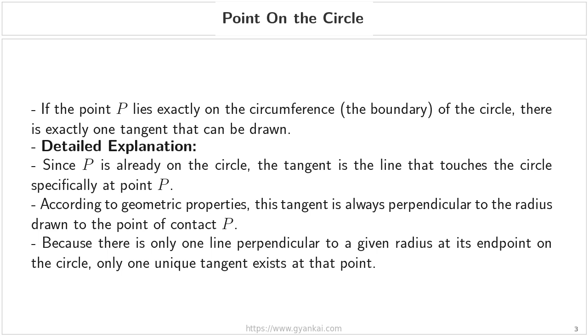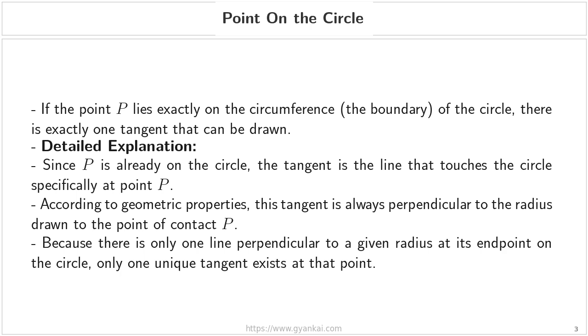There is a very important geometric property to remember here. This tangent is always perpendicular to the radius that is drawn from the center of the circle to the point of contact, point P. Think about the geometry of a line. At the very end of a radius, there is only one possible direction you can draw a line that stays perfectly perpendicular to that radius. Because there is only one unique perpendicular line possible at that specific endpoint, we are left with exactly one unique tangent at that point.